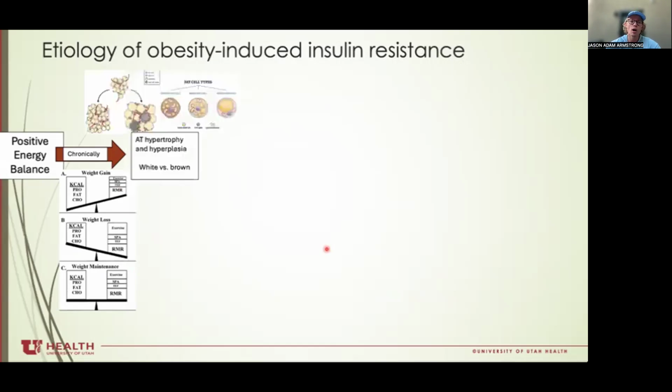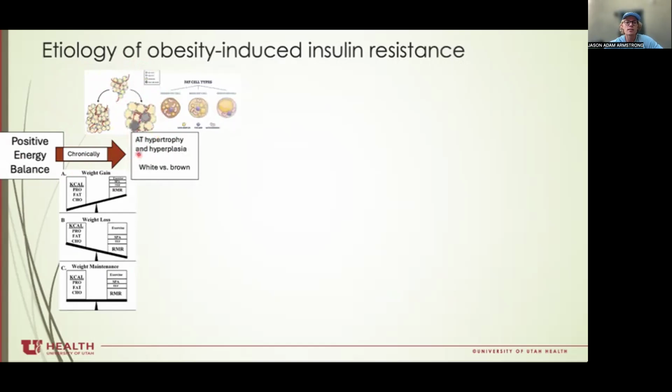So when we do have positive energy balance chronically, that leads to AT, adipose tissue, hypertrophy and hyperplasia. That's demonstrated in this upper left-hand corner. First we have a baseline level of adipose tissue. In some cases, we see that adipose tissue simply gets bigger. In other cases, we see that adipose tissue multiplies essentially. So instead of bigger cells, we just have more cells. And that's largely genetically determined. Generally speaking, what we see happen in obesity is these larger adipose tissue cells.